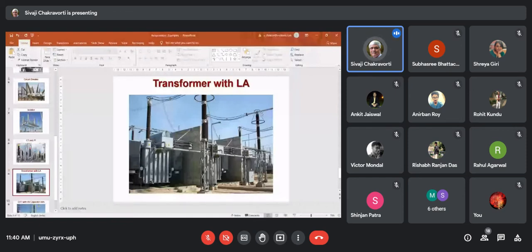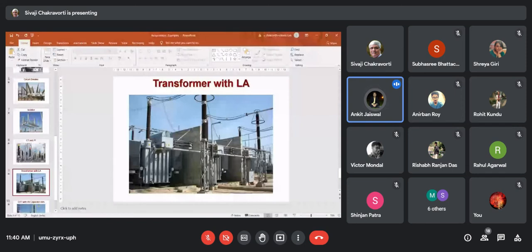And by the way, this is a very interesting arrangement. Can you see this transformer does not have three bushings? Only two bushings, one on this side, one on the other side. Can you guess why is it so? Why not three bushings?